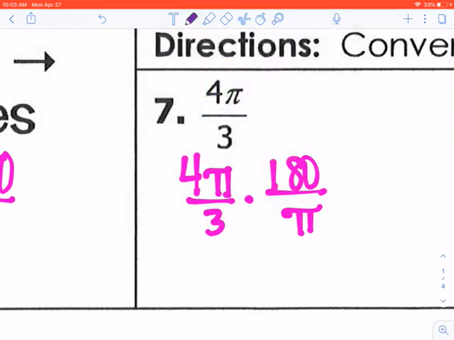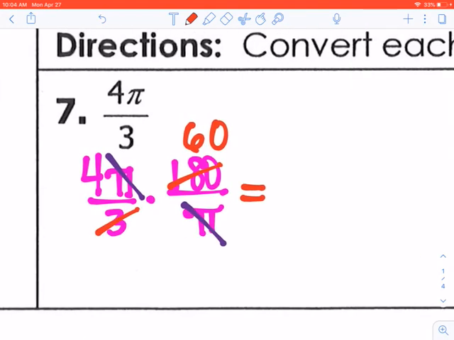So, what always happens in this case is the pi's will go away, because you're going back to degrees. There's no pi in it, okay? And then it's about reducing as much as you can. You may multiply and then reduce, or you may cross-cancel and reduce. It's kind of up to you, whatever you'd like to do. So I like to reduce beforehand so my numbers are smaller. So I see that 3 goes into 180 60 times, and on the top I'm left with 4 times 60. 4 times 60 is going to be 240 degrees.